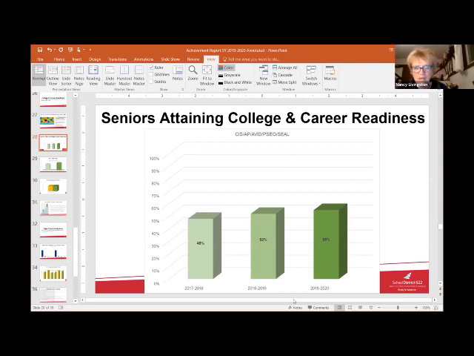Christine and Rachel, I have to say I'm very surprised by this data, and relieved. I know you did a shout out to the teachers and the staff. Is there anything else we can say about how we accomplished this?